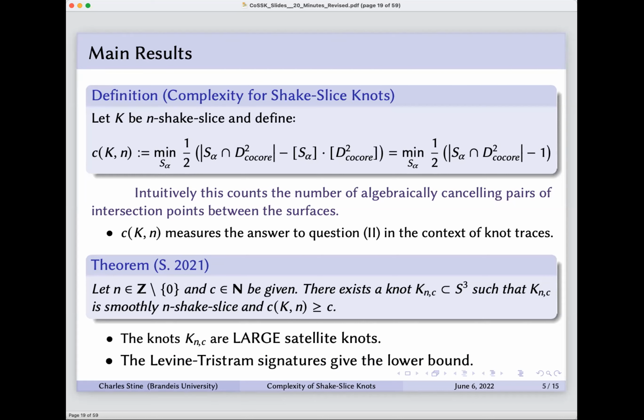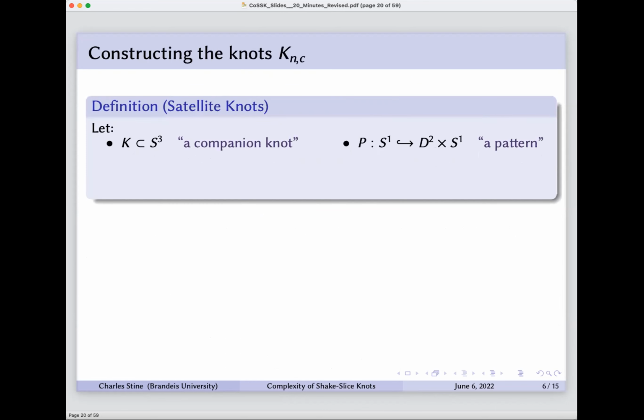Okay, so how are these knots constructed? The knots K_{n,C} are very large satellite knots, which Colin kindly defined for me in his talk. And the lower bound comes from computing the Levine-Tristram signature of the knot. And you might ask why I didn't use a more modern invariant to try and do this. There's a very good reason for that, which I hope to explain in a few moments. So let's talk a little bit about where exactly these knots come from.